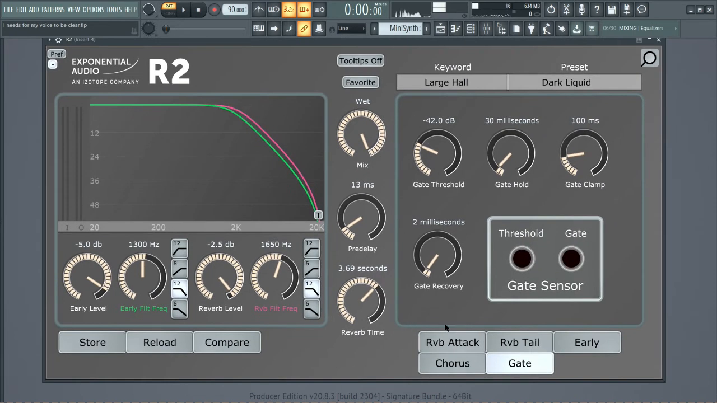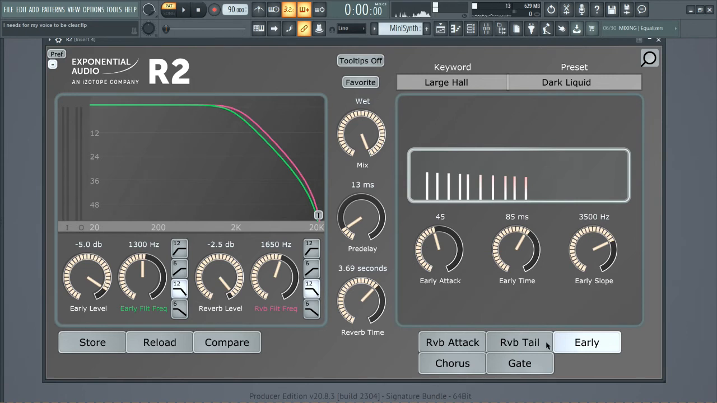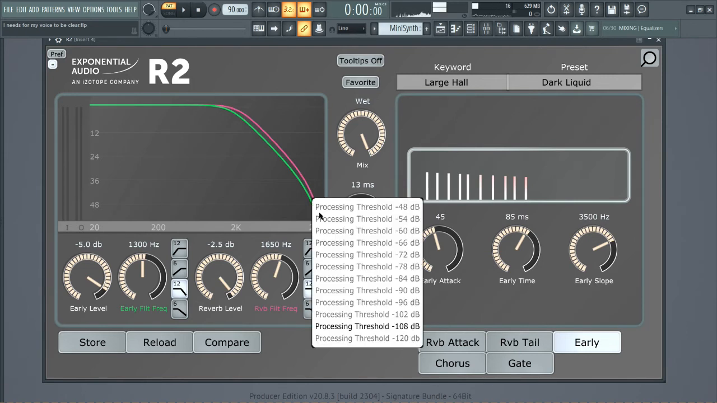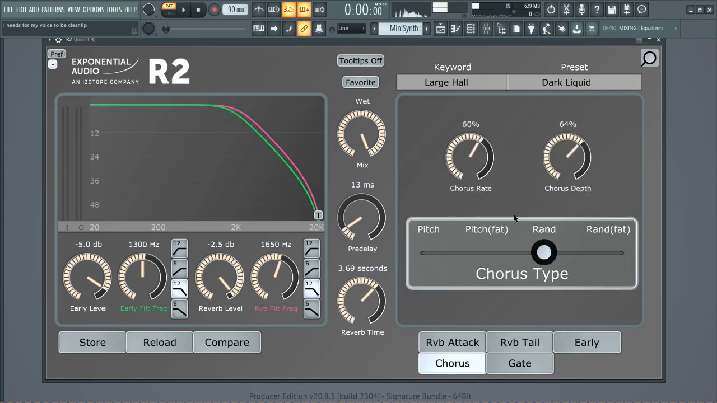it's got all of these same things. Reverb Attack, Reverb Tail, early. They're exactly the same. And I like that about it. It has the same thing right here with the processing threshold. And of course it's got the minus button, which is like most important to me because I think that's just so cool. But it also has chorus.